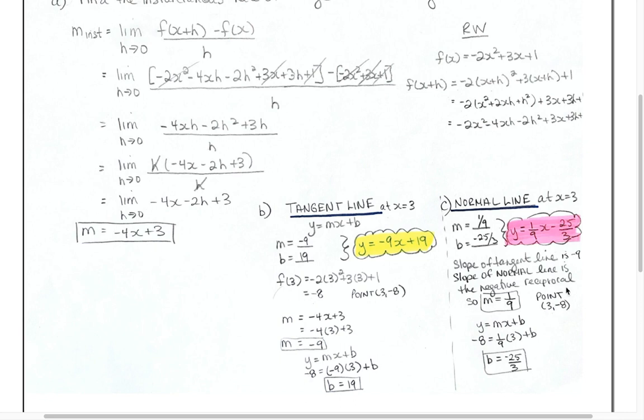So from there, I'm still using that same point, 3, negative 8. I'm going to sub in my point and my slope into y equals mx plus b. So I get negative 8 equals 1 over 9 times 3 plus b. And when I work that out, I get my y-intercept b to equal negative 25 over 3. So just to summarize, the slope of my normal line is going to be the negative reciprocal of my tangent line, which is 1 over 9. And that, when I do the new calculation, ends up giving me a y-intercept of negative 25 over 3. So my normal line is going to be y equals 1 over 9x minus 25 over 3.